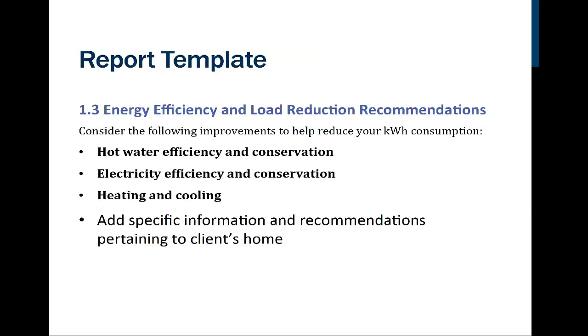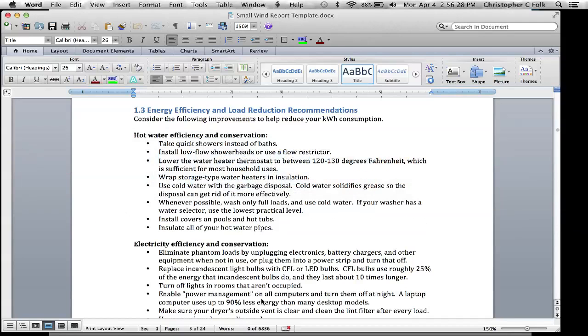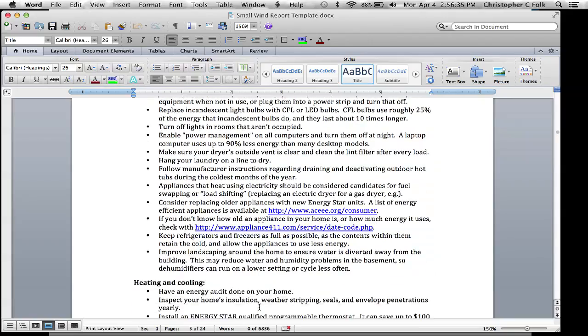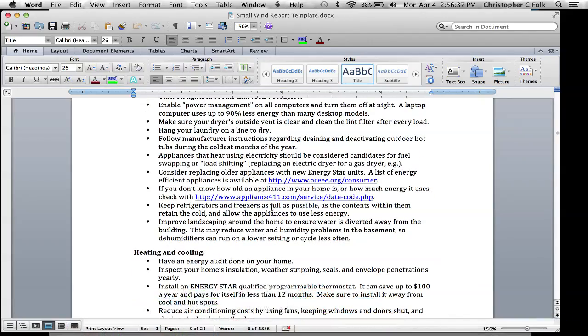Okay? All right, now, the template again, we looked at the template, we'll look at this again. So these are the same efficiency things that we had seen that we just went through before. There's a few more that you can look at on your own. Same with heating and cooling, excuse me.